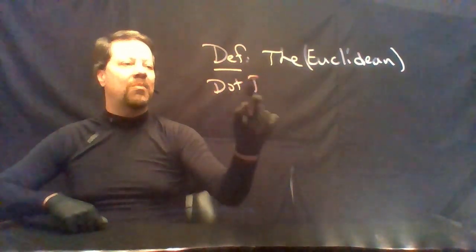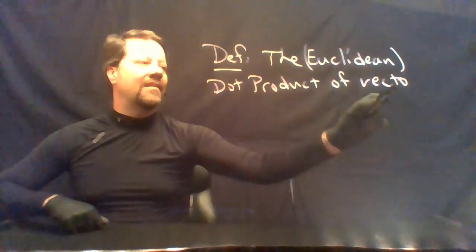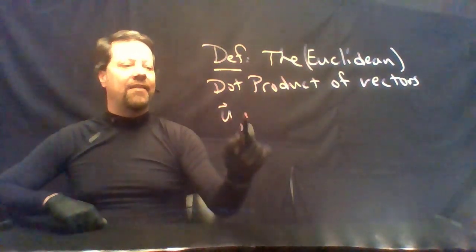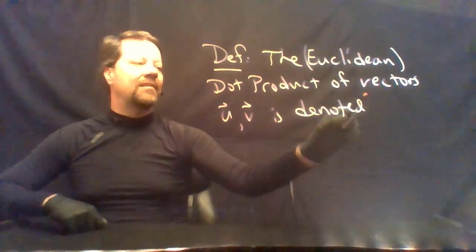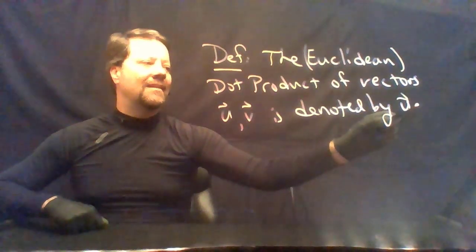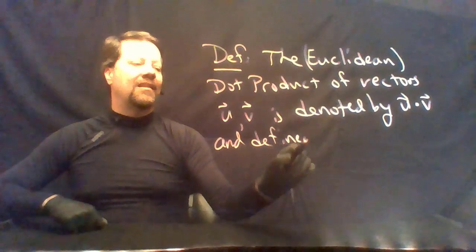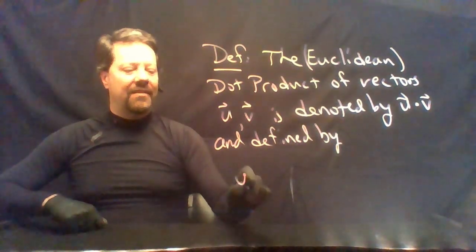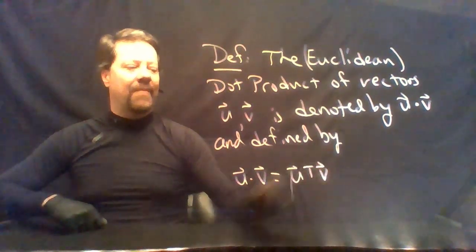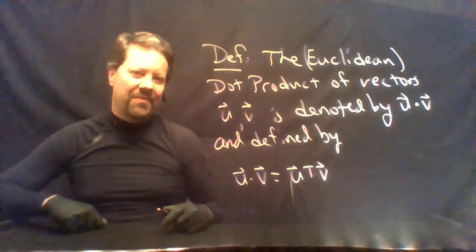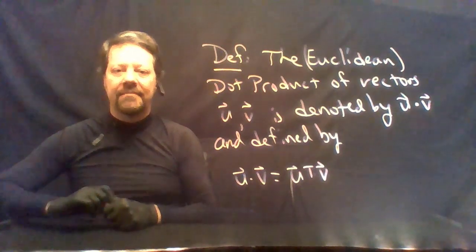Euclidean dot product of vectors u and v is denoted by u dot v and defined by u dot v is u transpose v, where the transpose applies to the vector u. Here, we're thinking of the vectors u and v as being column matrices.